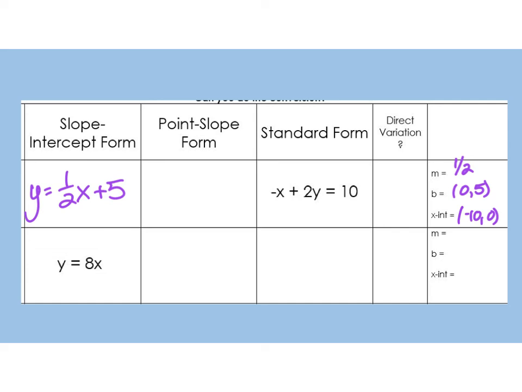So for point-slope, let's go ahead and use that y-intercept again. So when I go to write it, y minus 5 equals 1/2 x. So now we can answer the question, is this a direct variation? This would be a no.